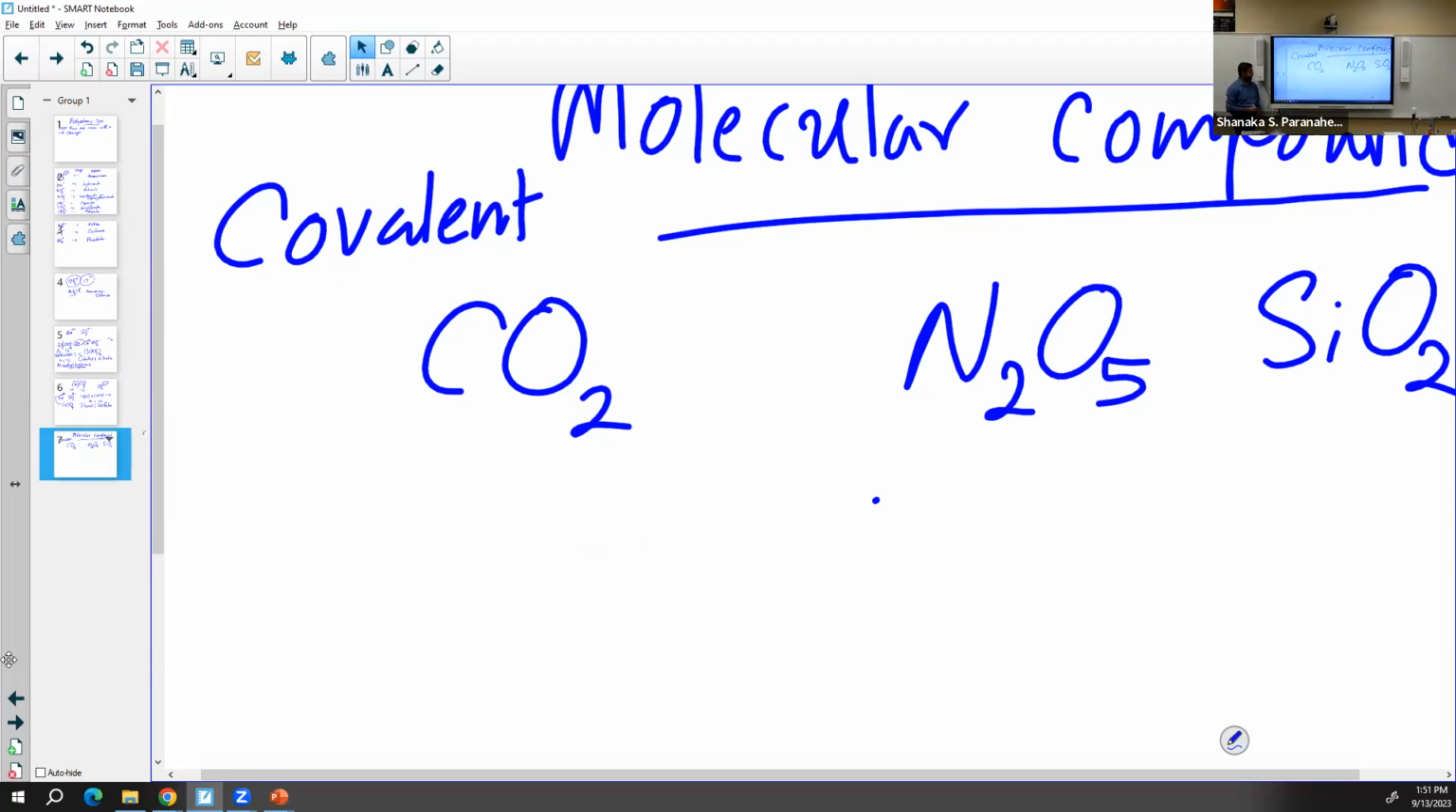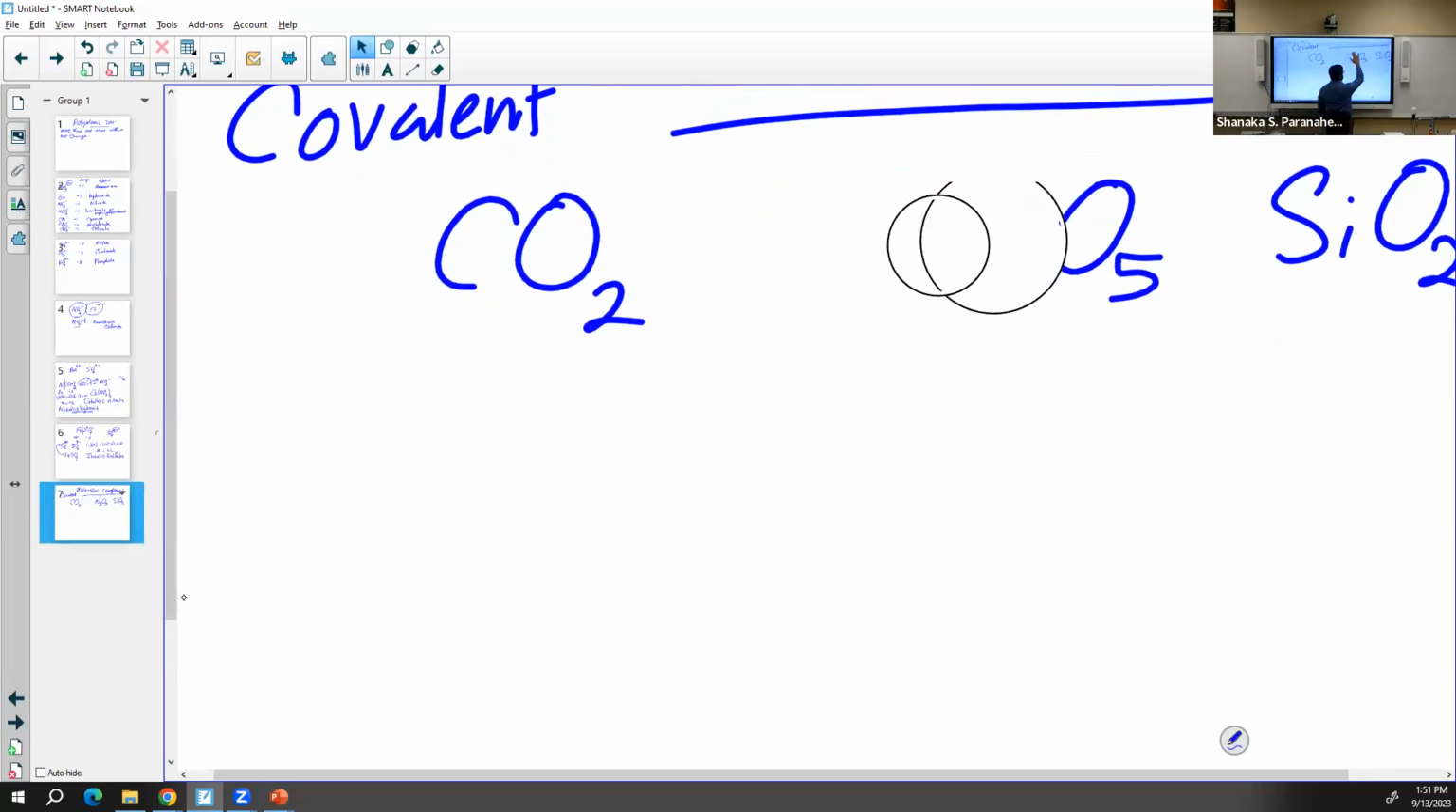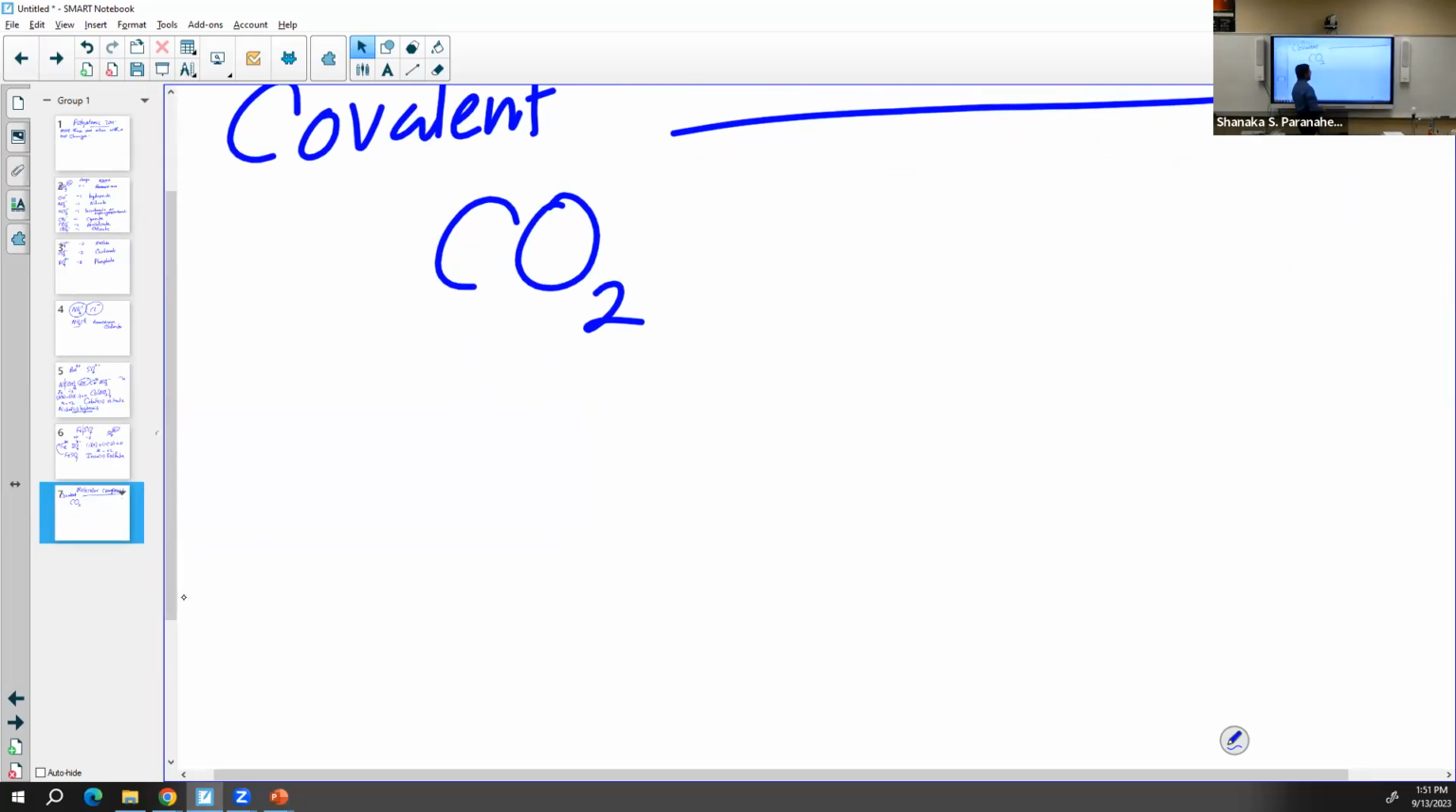So we are going to learn the rules. So this is how we name binary molecular compounds. First nonmetal gets its element name. So that's the first rule. First nonmetal gets its element name. So this is carbon, carbon. Okay, so same as the name of the element.